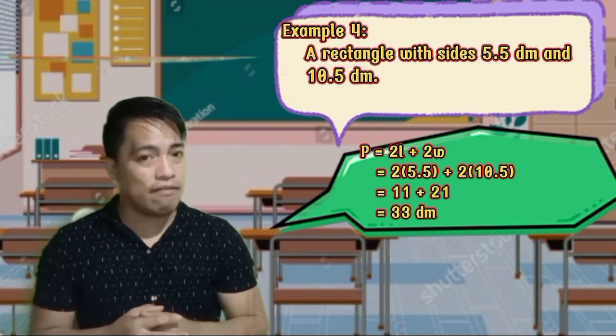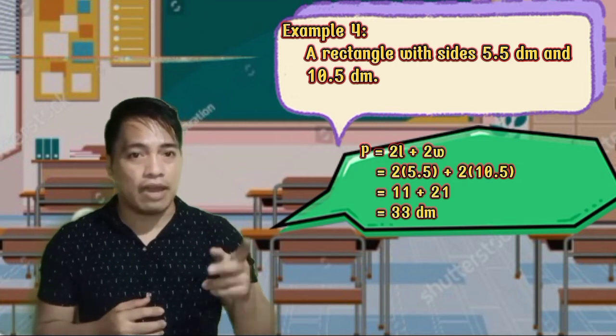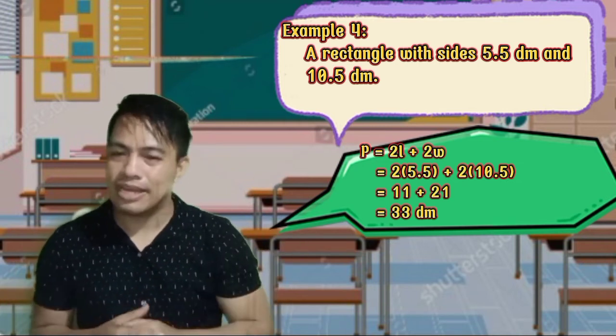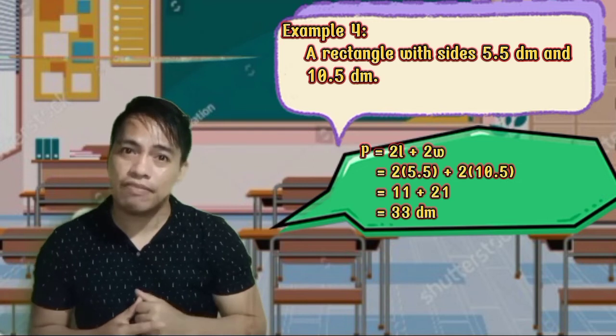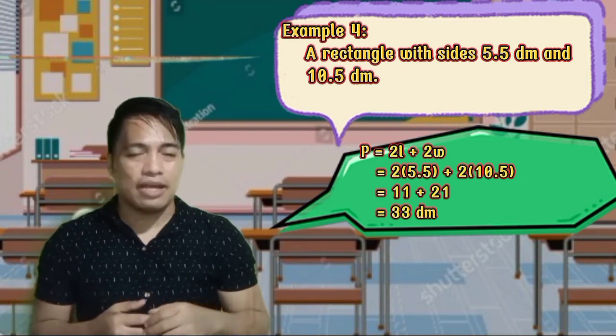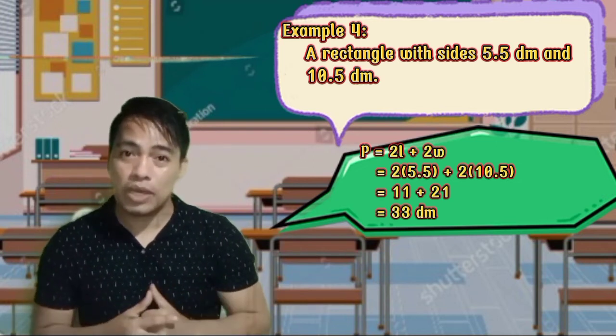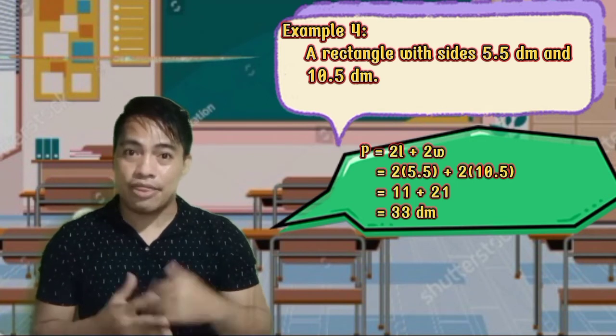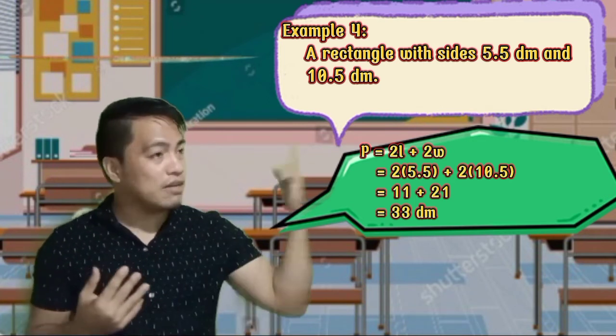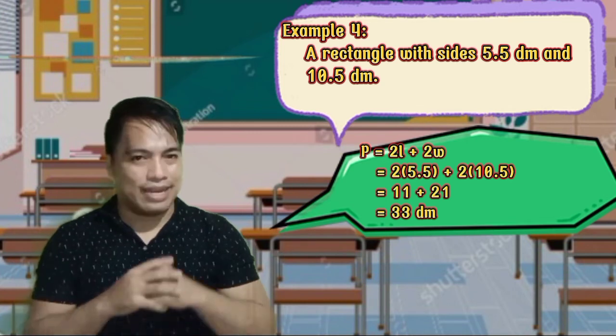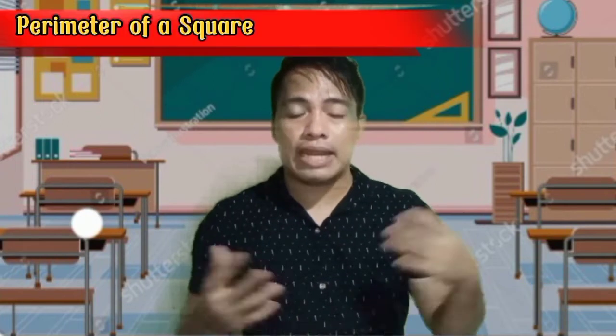Alright, so next we multiply 2 times 5.5, that is 11, plus 2 times 10.5, that is 21. We're going to add, so 11 plus 21, that is 33. Is the answer of James correct? That's great. Do you have any questions? Any more clarification? Alright, so let's proceed to our perimeter of a square.